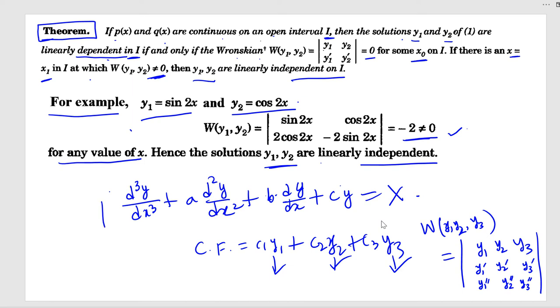Now, if we have a third order differential equation, then the Wronskian will be of 3 by 3 order. So in that case, we will have y1, y1 dashed, y1 double dashed. So first order and second order derivatives will be included in the Wronskian.